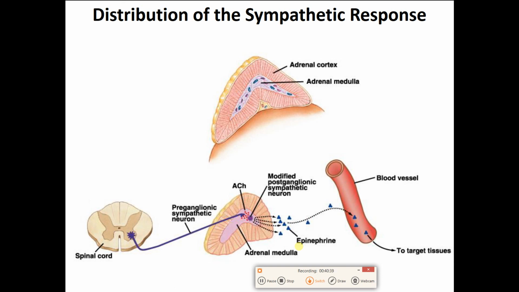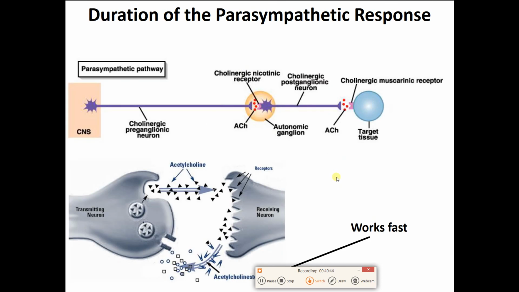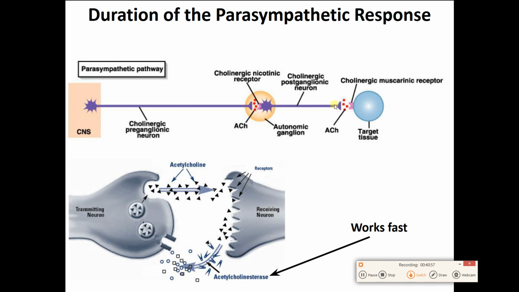Okay. Not only do we want to talk about distribution, and sympathetic was the hands-down winner, we also want to talk about duration. Now, when acetylcholine is released onto our effector organ in our parasympathetic pathway, the acetylcholine is quickly broken down by an enzyme called acetylcholinesterase. So the effect of acetylcholine on the effector organ does not last for long. So the parasympathetic response is short-lived.